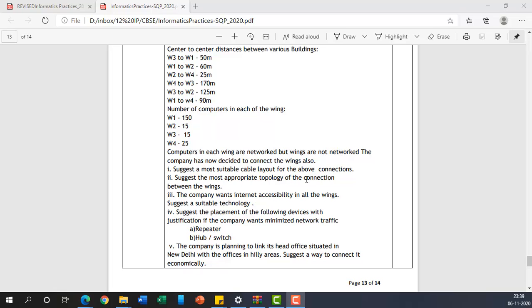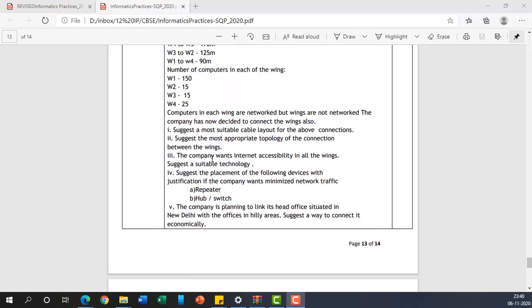Suggest the most appropriate topology of the connection between the wings. So obviously star topology is the best. Then the company wants internet accessibility in all the wings. Suggest a suitable technology. I think it will be broadband, because it is cheap and speed is comparatively good, and everybody cannot have an optical fiber cable. So I am really very sure broadband is your choice.